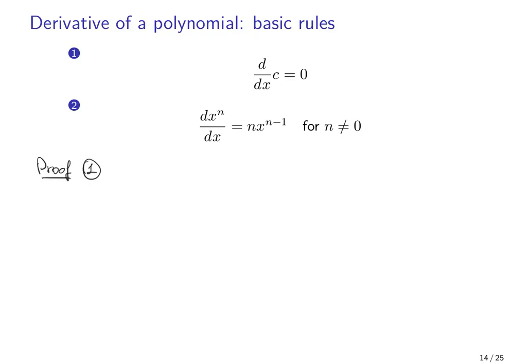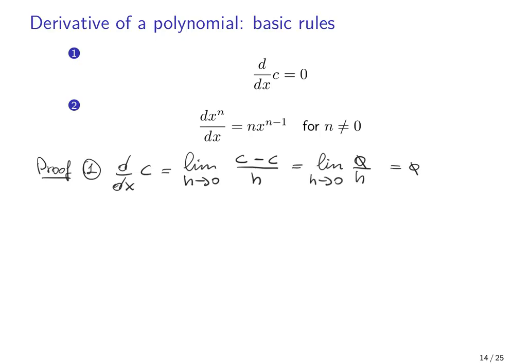So for 1, we have limit h goes to 0. So this actually should be a bit more explicit. ddx of a constant c is limit as h goes to 0 of the function at x plus h, but it's a constant function, so that is c minus the function at x. Again, it's constant, so that's just c, and divided by h. So we have limit of 0 over h as h goes to 0, and that is just 0.